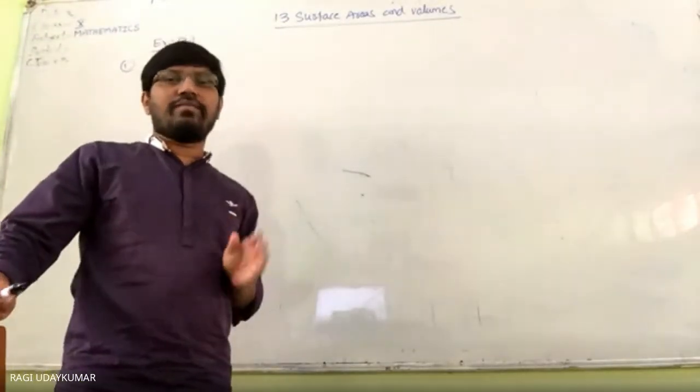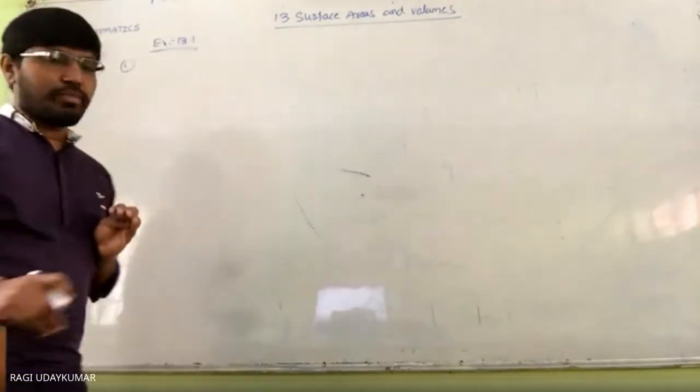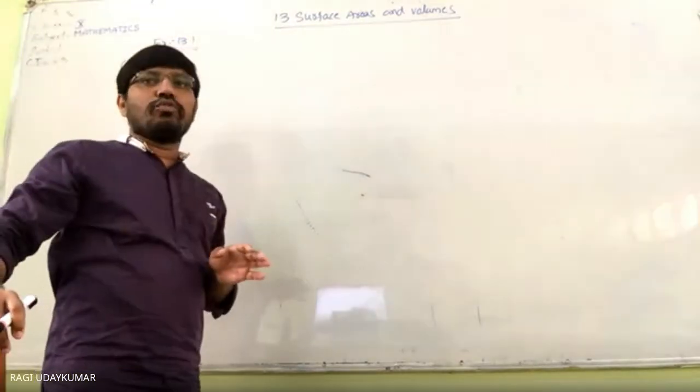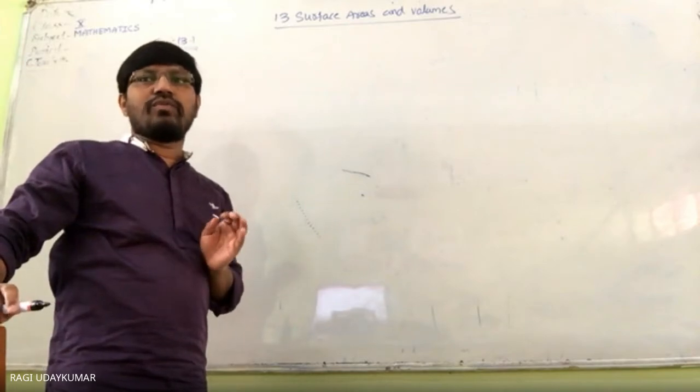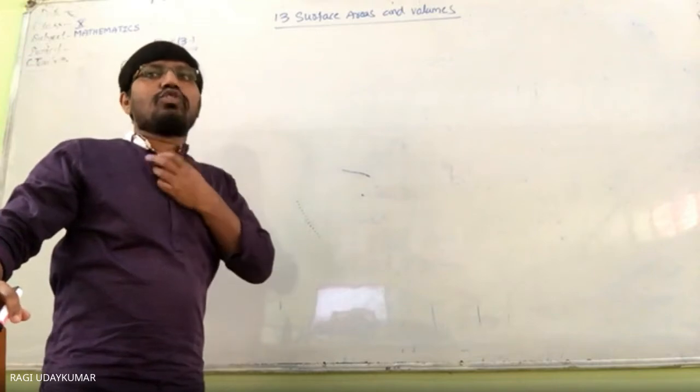In the previous class we have learned all the formulas related to this. Now, based on those formulas, the problems of exercise 13.1, the first question is given to you. Two cubes, each of volume 64 centimeter cube, are joined end to end.